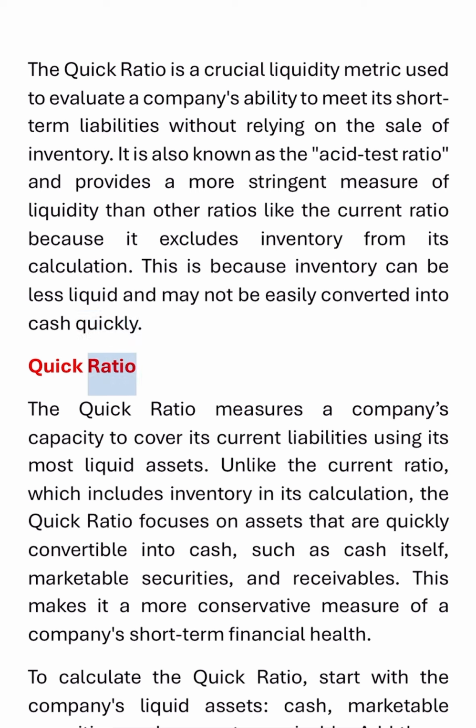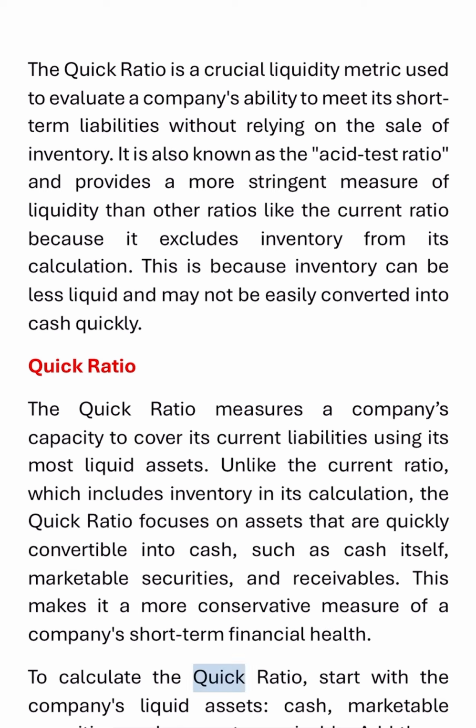Quick ratio. The quick ratio measures a company's capacity to cover its current liabilities using its most liquid assets. Unlike the current ratio, which includes inventory in its calculation, the quick ratio focuses on assets that are quickly convertible into cash, such as cash itself, marketable securities, and receivables. This makes it a more conservative measure of a company's short-term financial health.